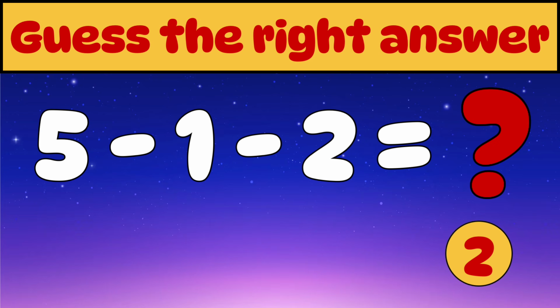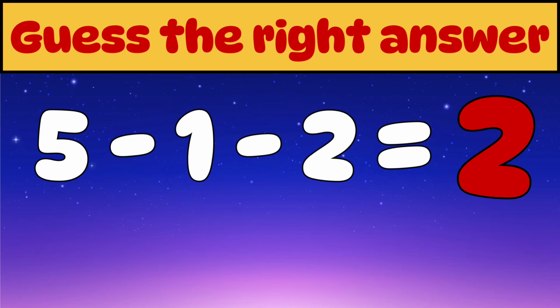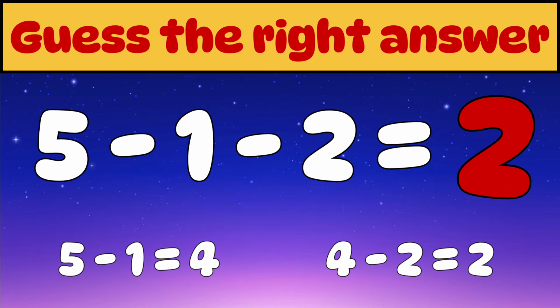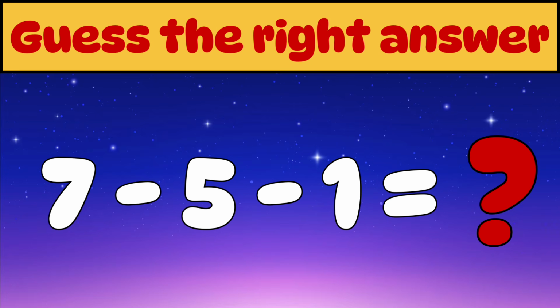The correct answer is 2. Let's solve it step by step. 5 minus 1 equals 4, 4 minus 2 equals 2. Great job. Look at the question carefully.